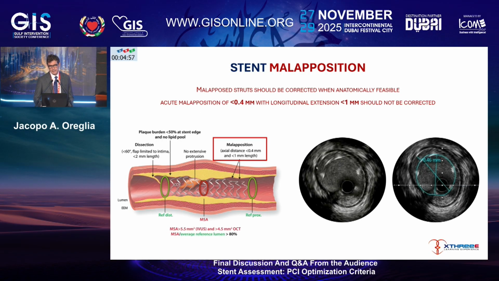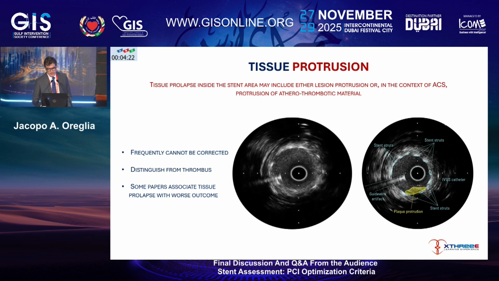So again, we can measure and grade the malapposition in terms of the distance between the stent strut and the vessel wall, and the magic number is 0.5 millimeter, and the length in the longitudinal view, and again we have a magic number that is 1 millimeter. So malapposition that has more than 0.5 millimeters in distance between the stent struts and the vessel wall and is longer than 1 millimeter needs a treatment, needs to be addressed.